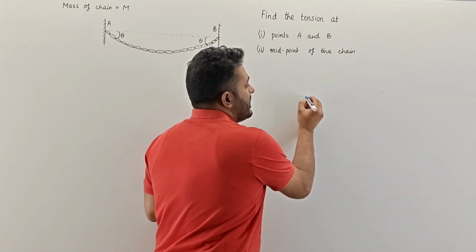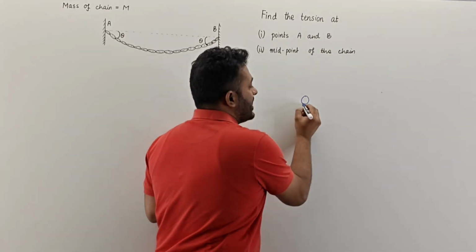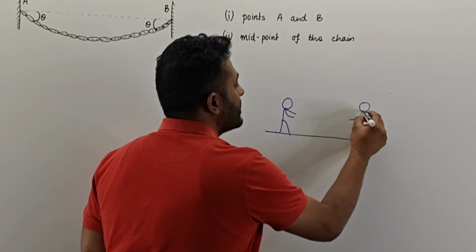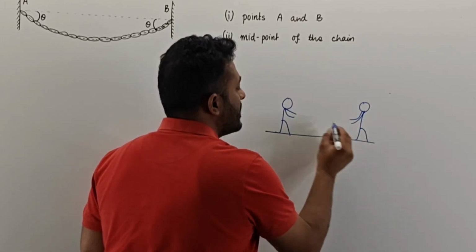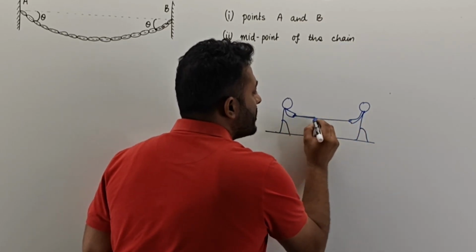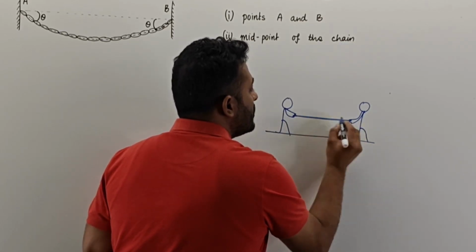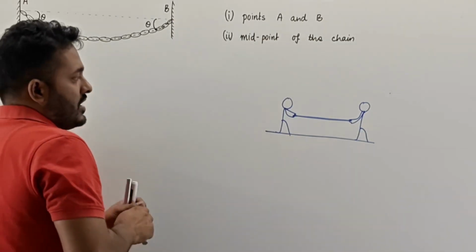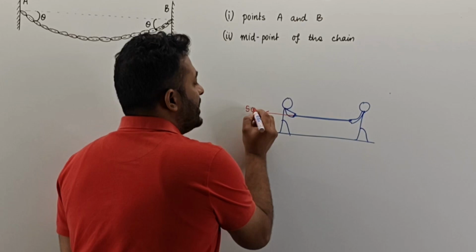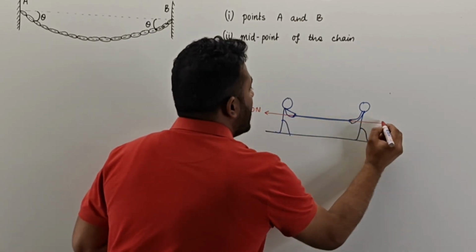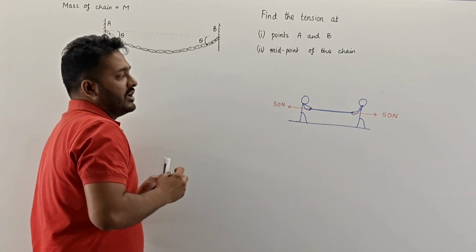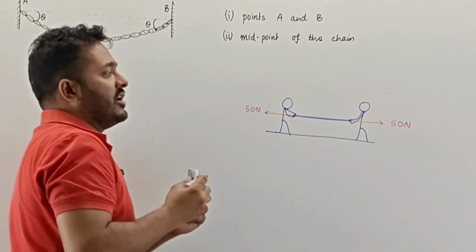So over here, if I consider that there are two boys, A and B, and they are trying to play tug of war using a string. If this boy is exerting a force of 50 Newton towards the left, and the other boy is exerting a force of 50 Newton towards the right, then what is the tension in the string?